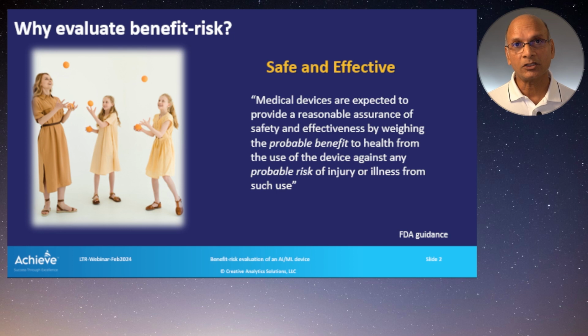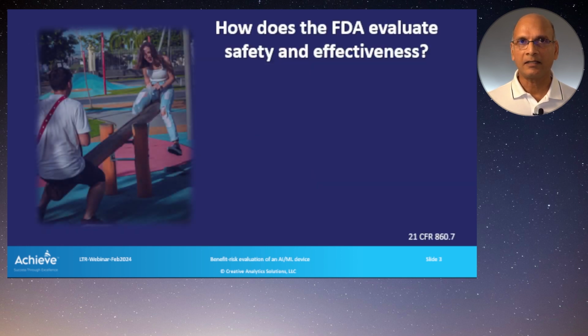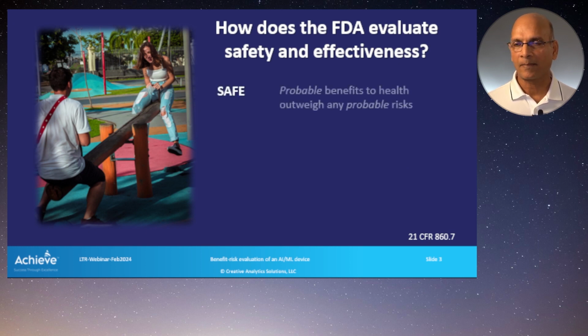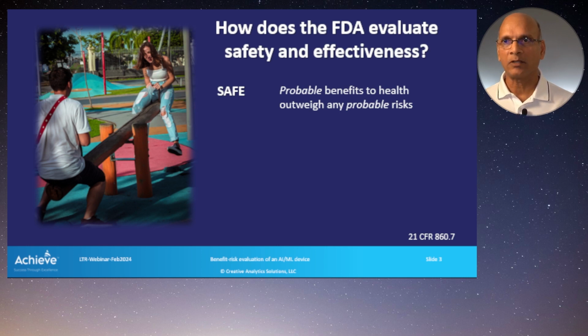It's a reasonable assurance, which means there's some judgment involved. Reasonable compared to what? Second keyword is probable. Probable benefit versus probable risk. That means it has to be based on some data, some evidence, not hypothetical guesswork. So let's dig a little bit further and see how the FDA evaluates safety and effectiveness in the first place. So safe: probable benefits to health outweigh any probable risks.